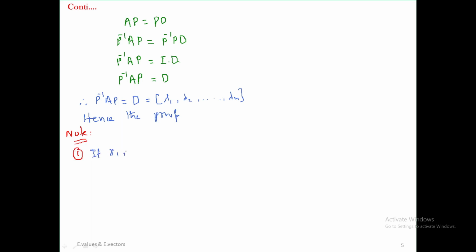If x1, x2, up to xn are not linearly independent, then the result is not true. Not true, not true. That is indirectly which result?